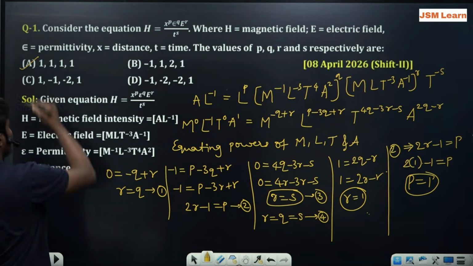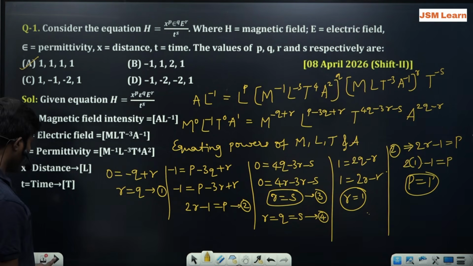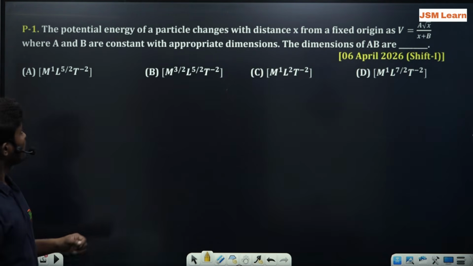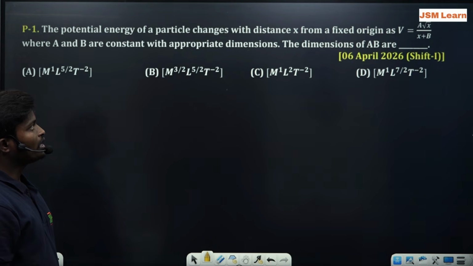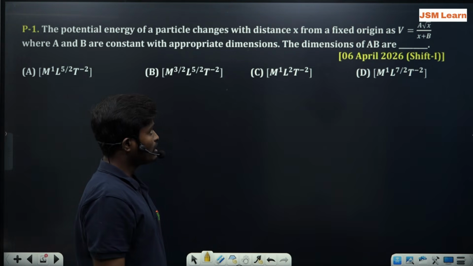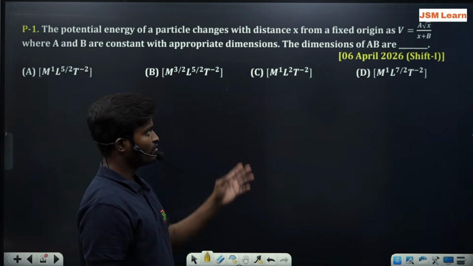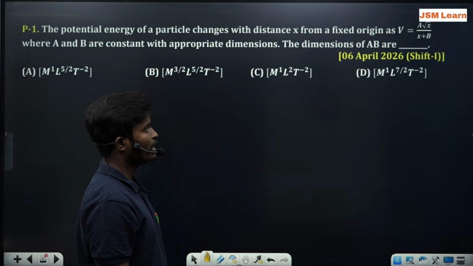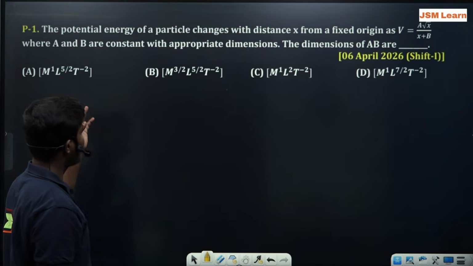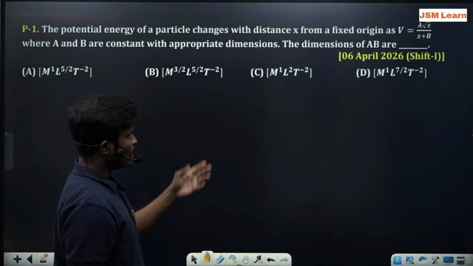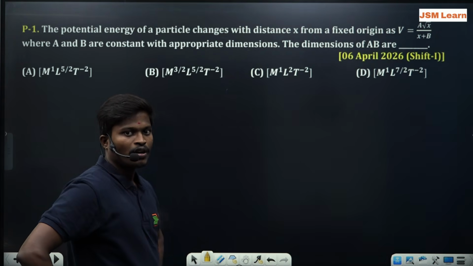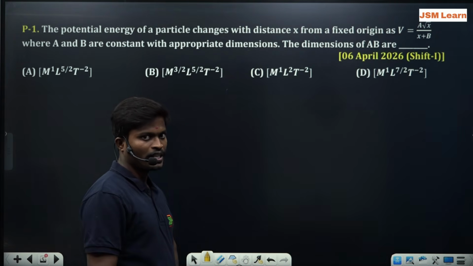So first equation, first option will be matching. If you see the practice question, the potential energy of a particle changes with the distance x from a fixed origin as V is equal to A root x by x plus B. The dimensions of A and B with constant given. So we have to solve this based on the previous problem.